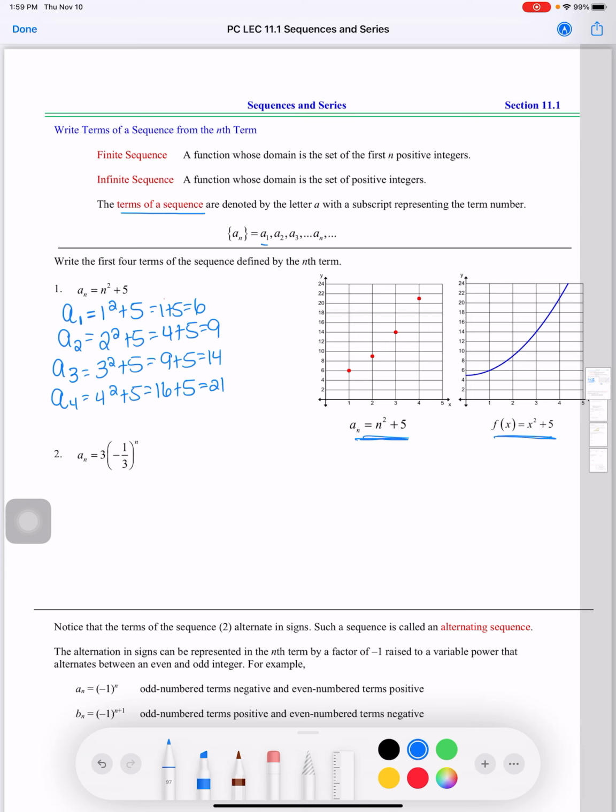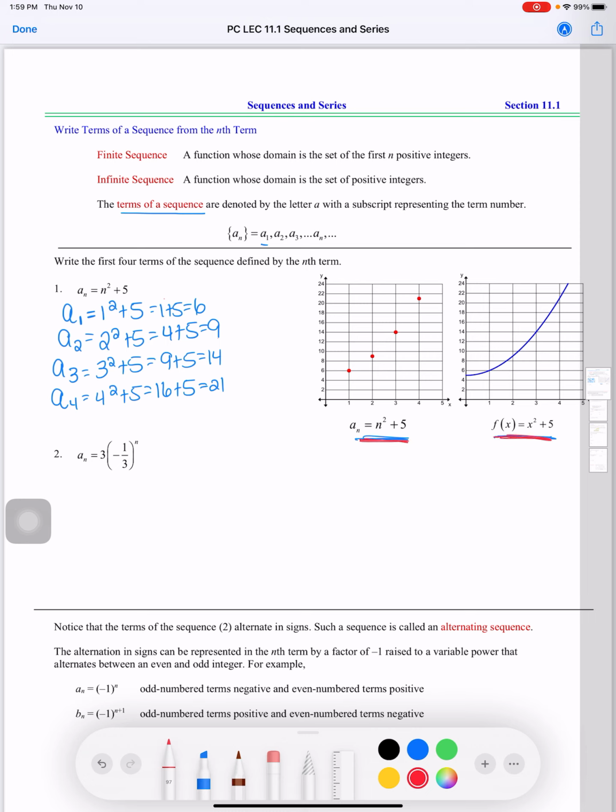Now, if we look at example 2, we're going to do the same type thing. And let me back up and look at example 1. I had to stop the video really quickly, but I want to just look back at example 1 and make sure that we see the difference between the sequence and this function.